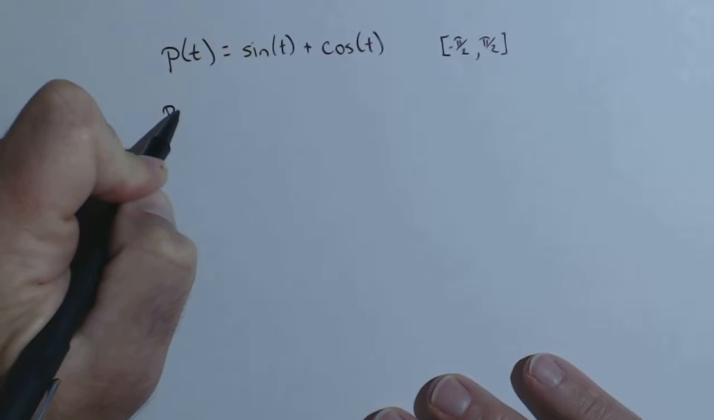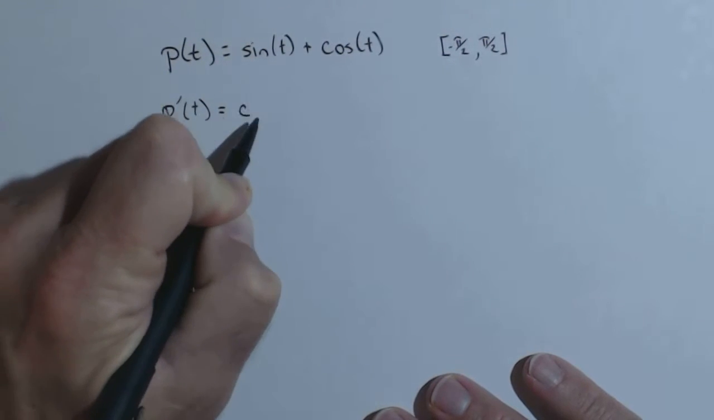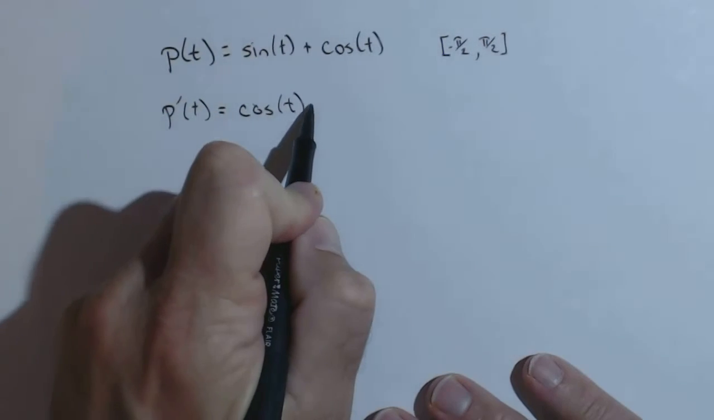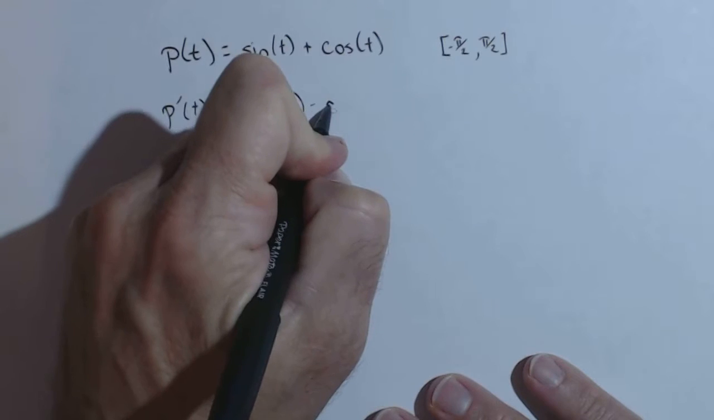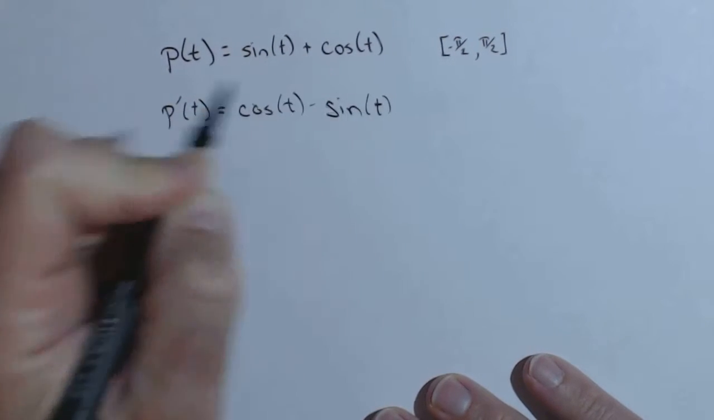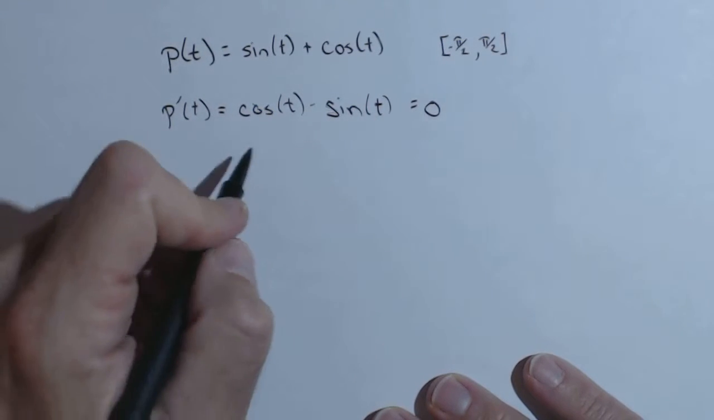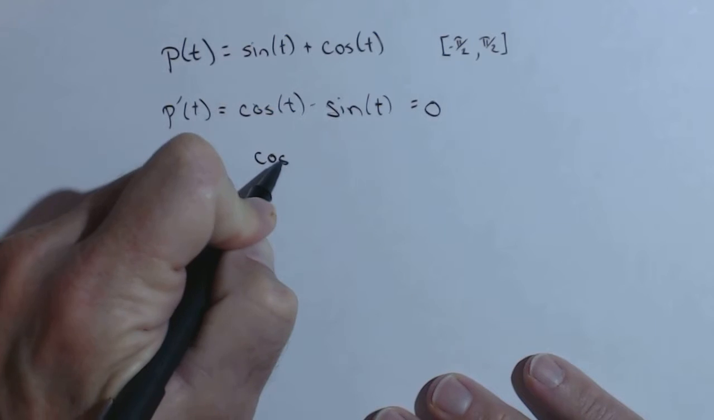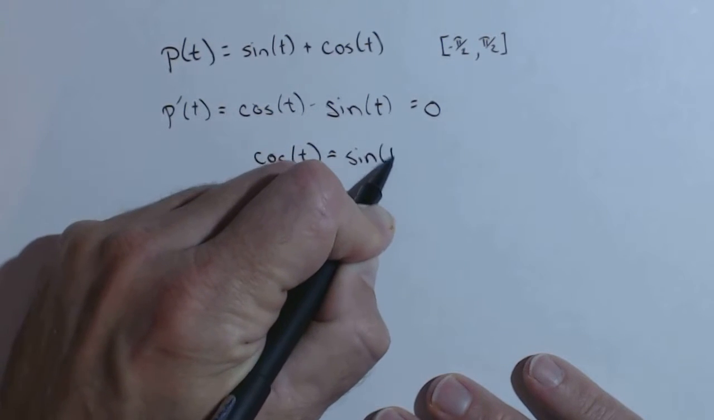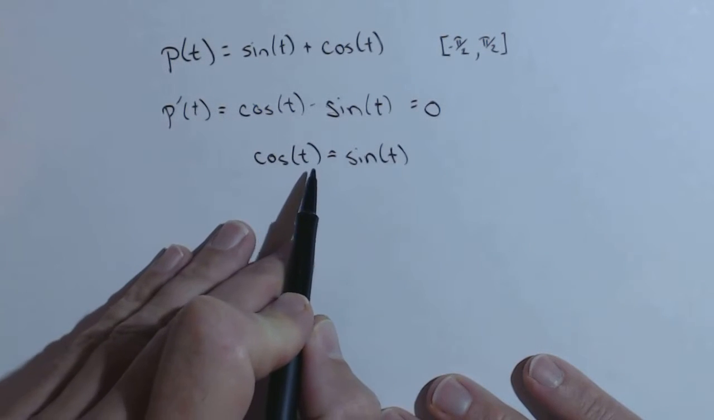So first thing we do is we find the derivative. So p prime of t, derivative of sine is cosine of t. Derivative of cosine is negative sine of t. And then our next step is take our derivative and set it equal to 0. Now this is going to be where cosine of t is equal to sine of t. And there's a couple places where that happens.